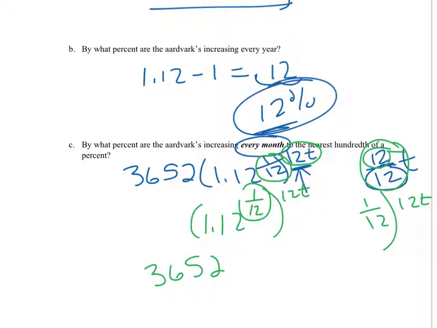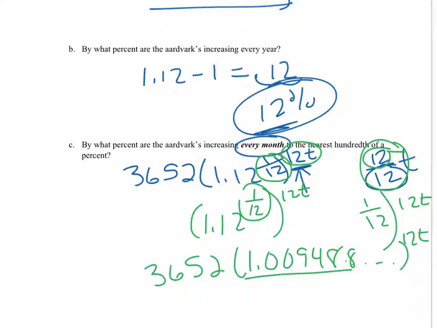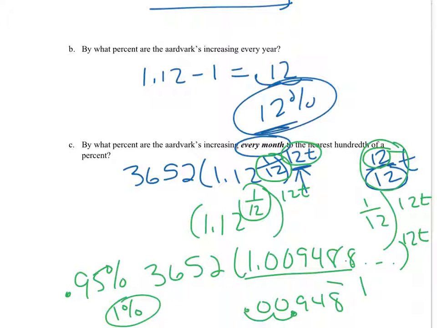excuse me, I need my paper, 1.00980, whatever, it's up there to the 12t. So interestingly enough, if I do the subtraction, I do this minus 1, I wind up with 0.00948. Move the decimal place over 2. To the nearest hundredth of a percent is 0.95%. Close enough to 1% to make it seem like that totally makes sense.